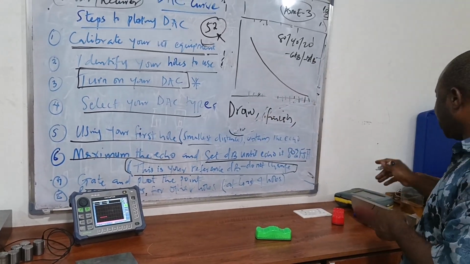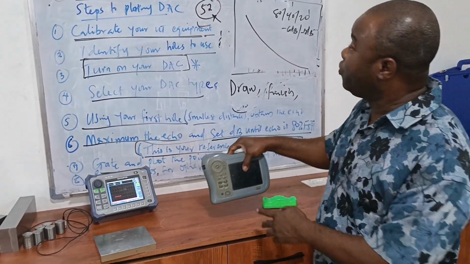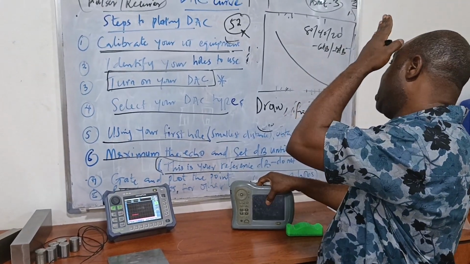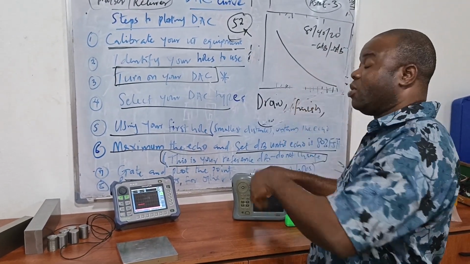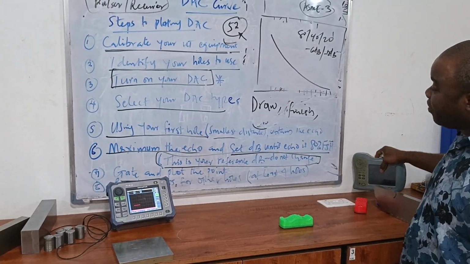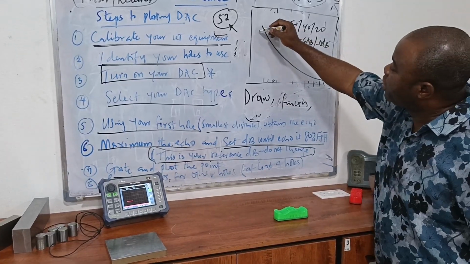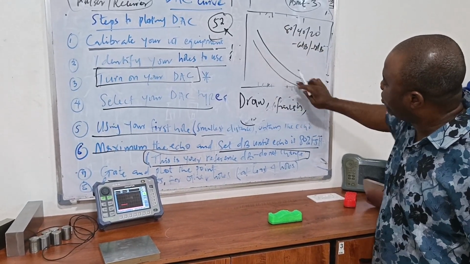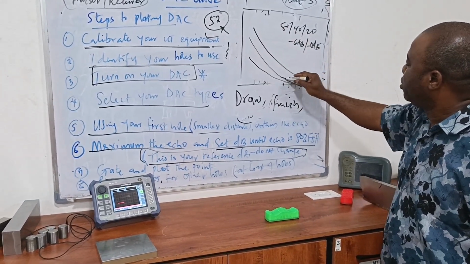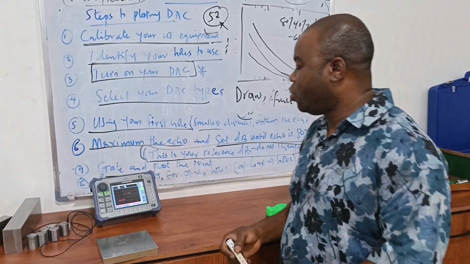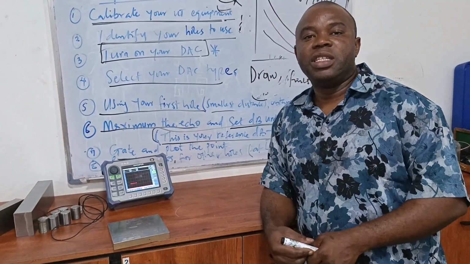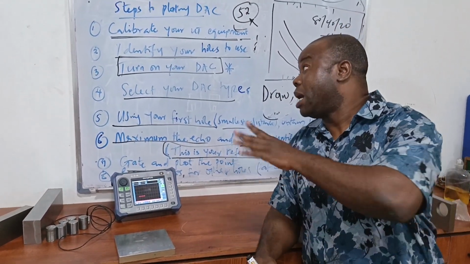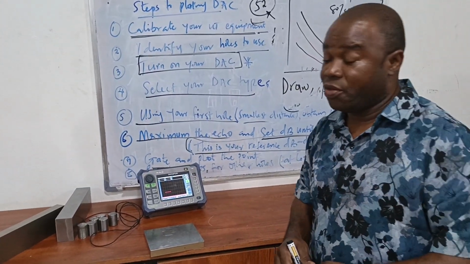In the case of Sonatest, it will just give you the option of minus 12 or minus 10, minus 14, depending on the options that are available for you. Then you'll see 3 curves that will come out. So that way you now have your DAC. How you go about using the DAC is a subject for another video.